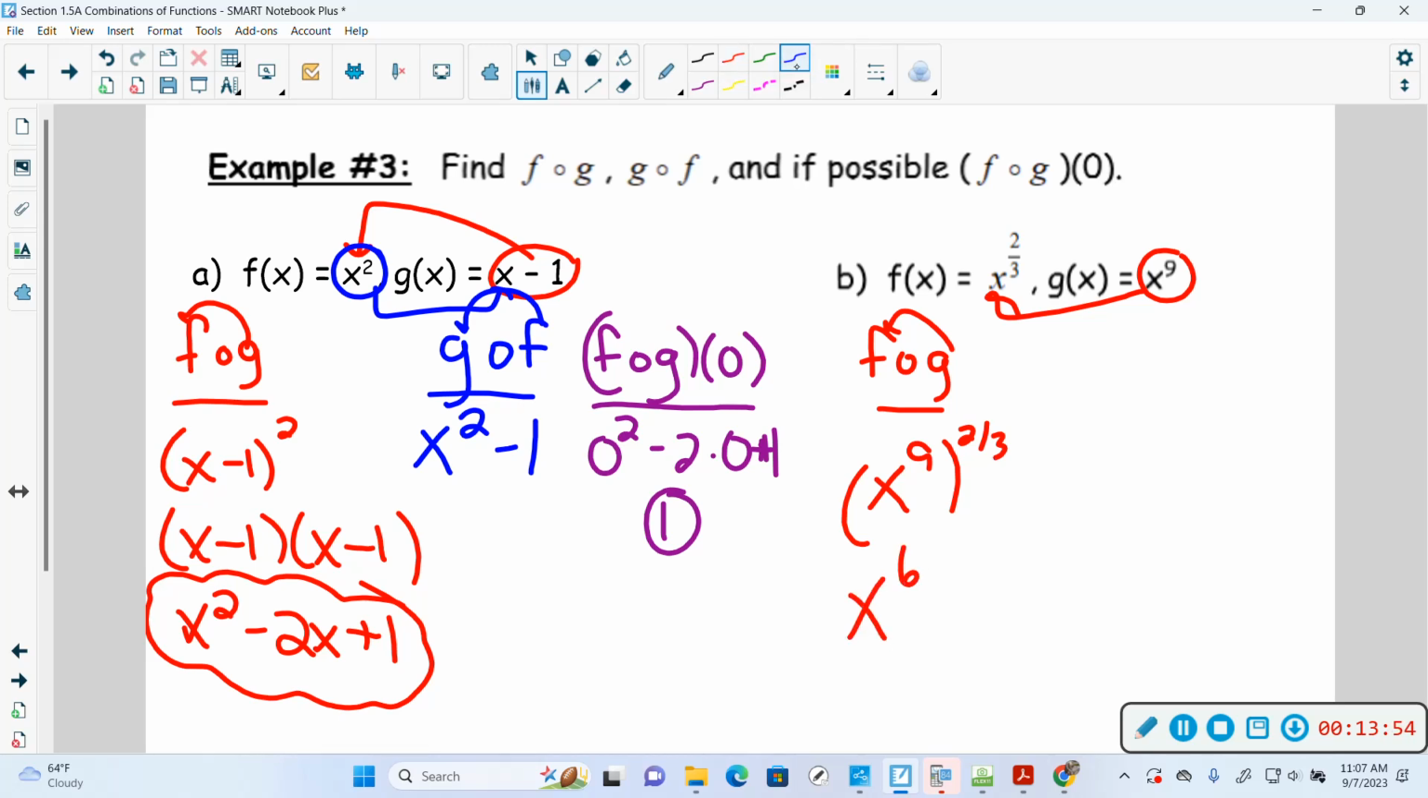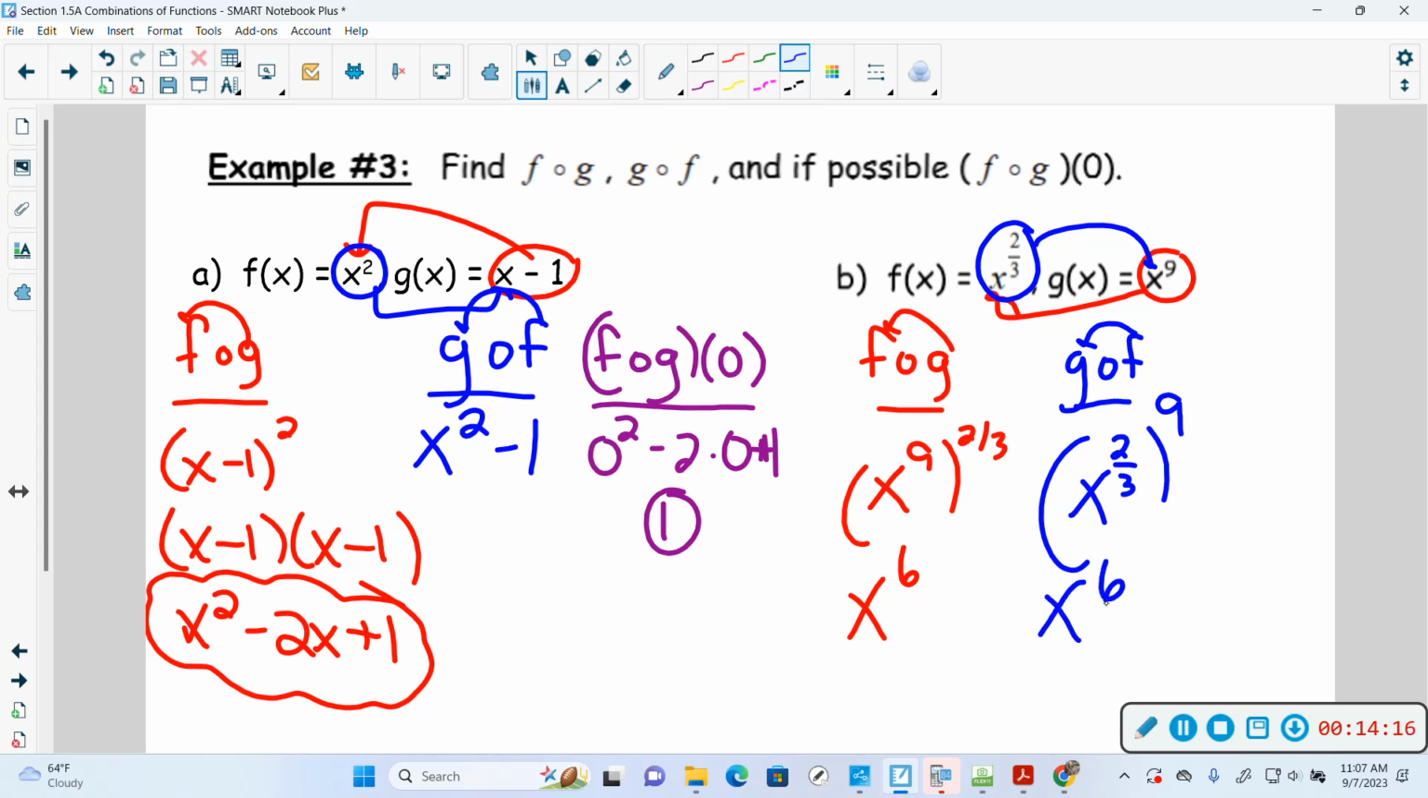Okay, opposite direction now, G of F. F into G, right into the left. So F, this crazy fraction thing, into G. So I'm going to replace x with x to the 2/3, and then I have to raise it to the 9th. Well, real shocker. What do you got? And you will get some same answers today on the homework. Don't let that, like, you know, wig you out or anything. You do get a lot where you get the same thing.